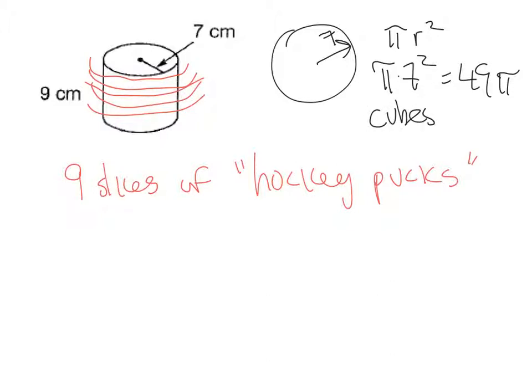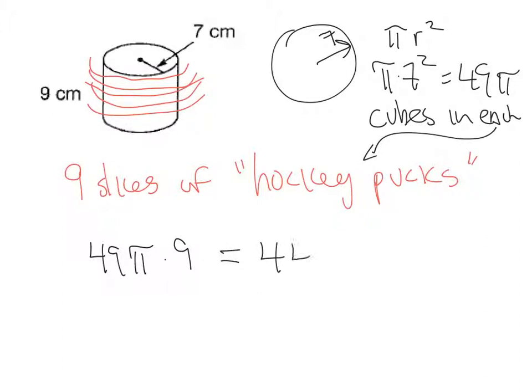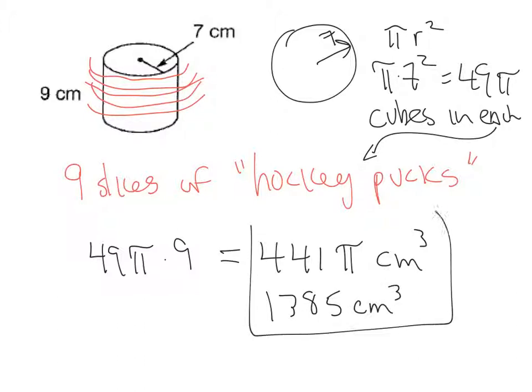Cubes in each hockey puck, okay? So what you've got is 49 pi times 9, which is 441 pi centimeters cubed, and if you multiply that by pi, you're going to get 1,385 centimeters cubed as your volume.